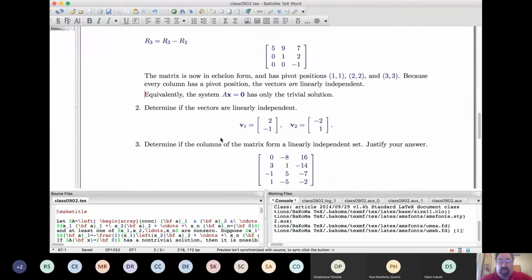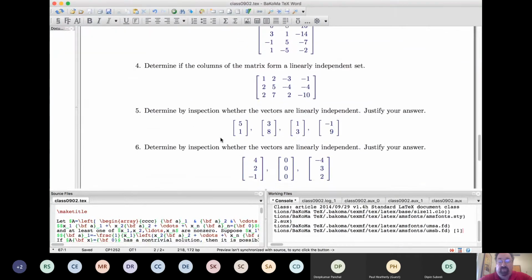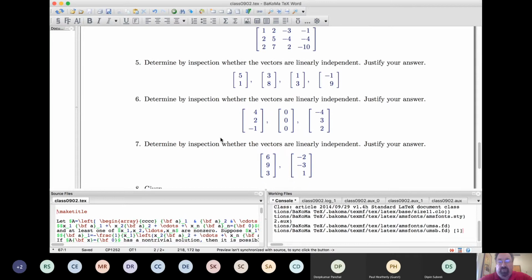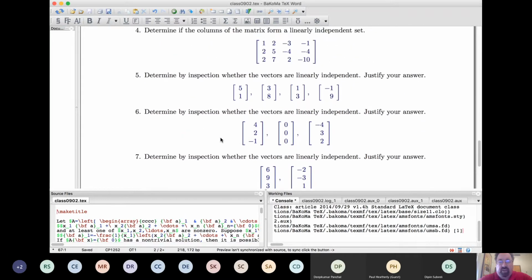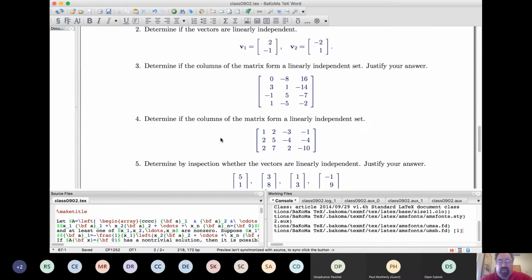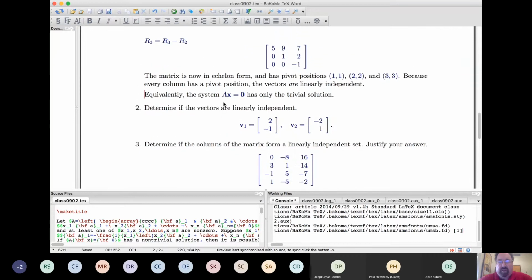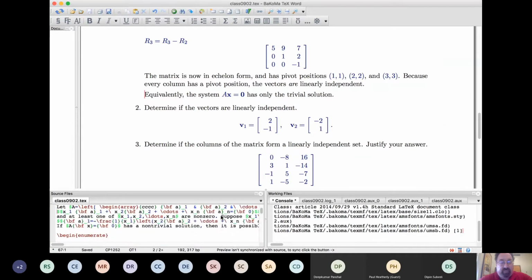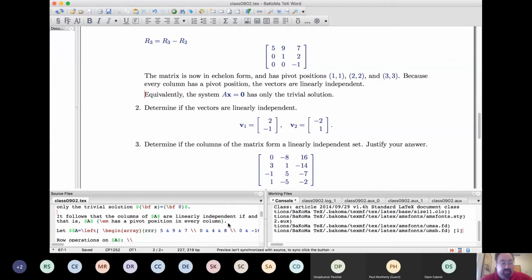If we take a look at the other problems in this set, they're all asking for the same thing, to determine whether they're linearly independent, or most of these are. But in some cases, it's not necessary to perform row operations, like I just did here. There can be a faster way to tell if they are linearly independent or not. And in fact, this next problem is an example of that.